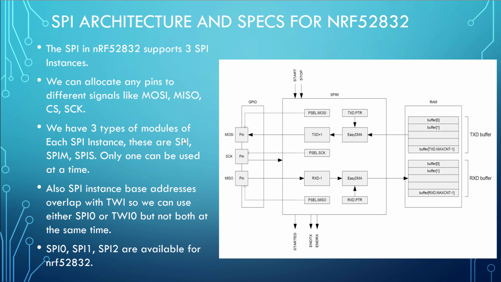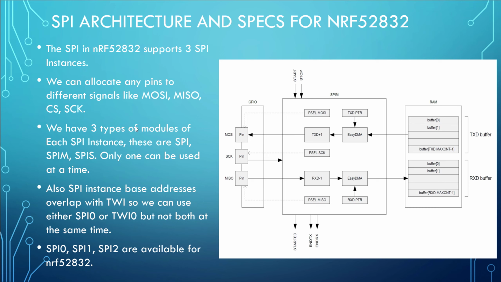But make sure you only use one module of each instance. For example, if I'm using SPI 0, then I cannot use SPIM0 because SPI 0 is already being used, so it uses the same address, so these two modules won't be able to work. Although I can use SPIM1, which would be the instance 1, and I can use that.